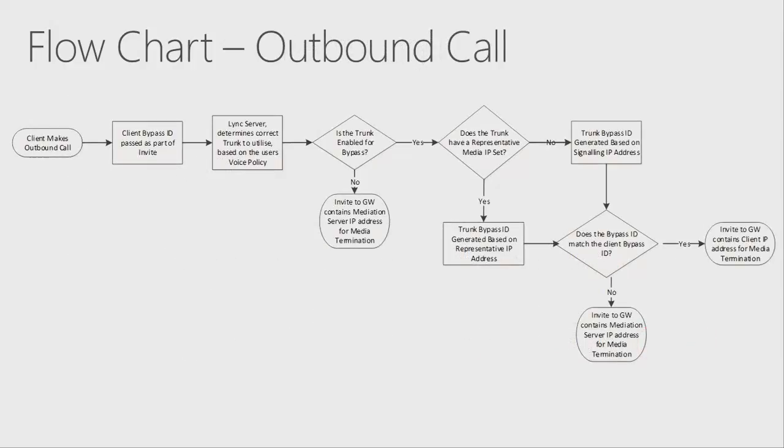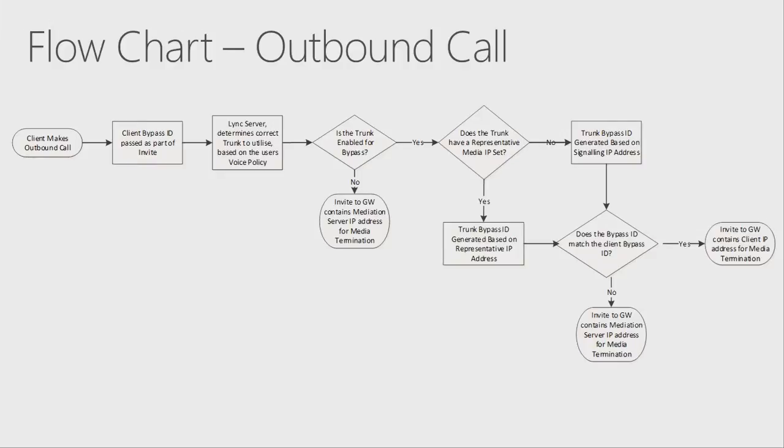So what happens now that we've got these bypass IDs assigned to the client, and we know how the mediation server is going to look at the bypass ID for an incoming call? Well, what happens with these actual calls? So first, an outbound call. The client makes an outbound call, and the bypass ID is sent in the SIP invite.